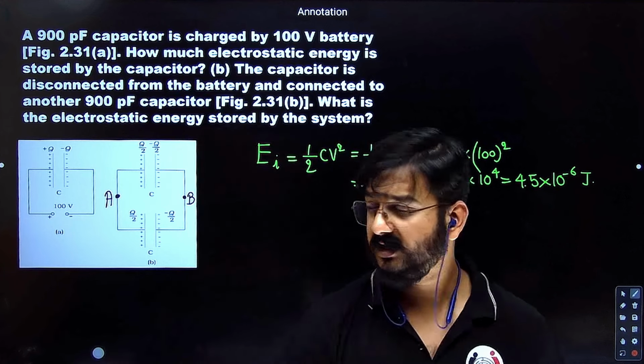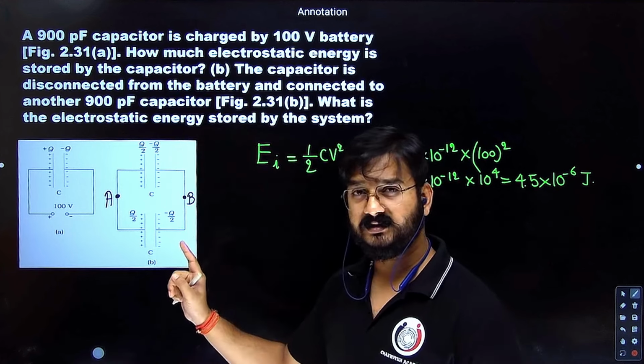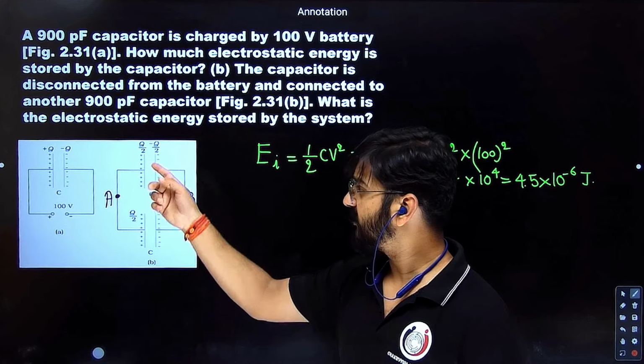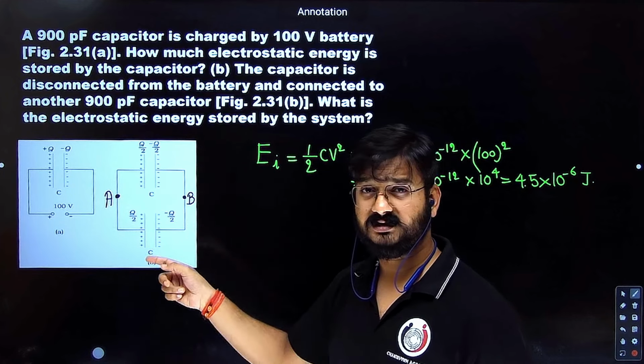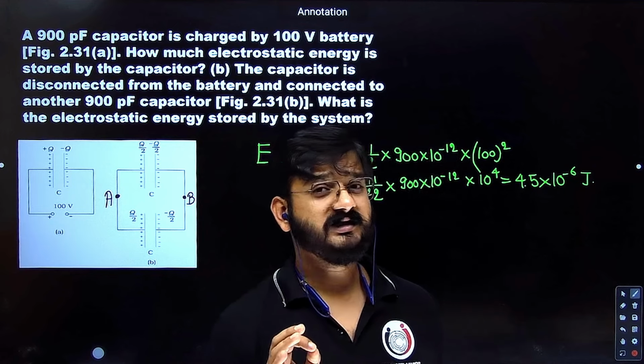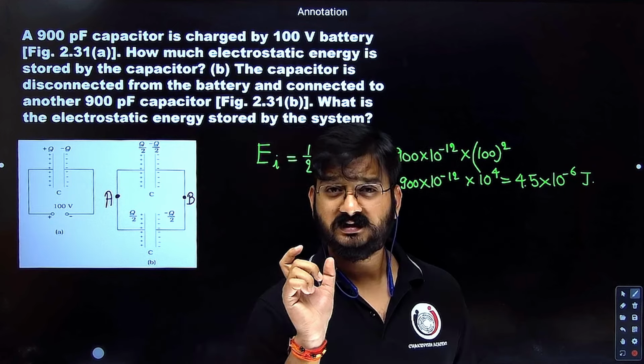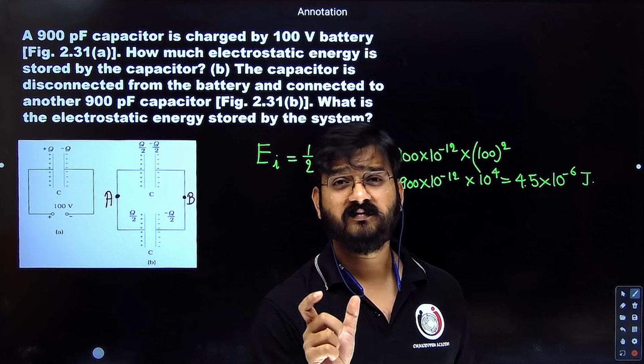Now I remove the battery and place the identical capacitor. What will happen? Charge will start moving from the charged capacitor to the uncharged one, and it will keep distributing up to the instant at which both of them have the common potential.